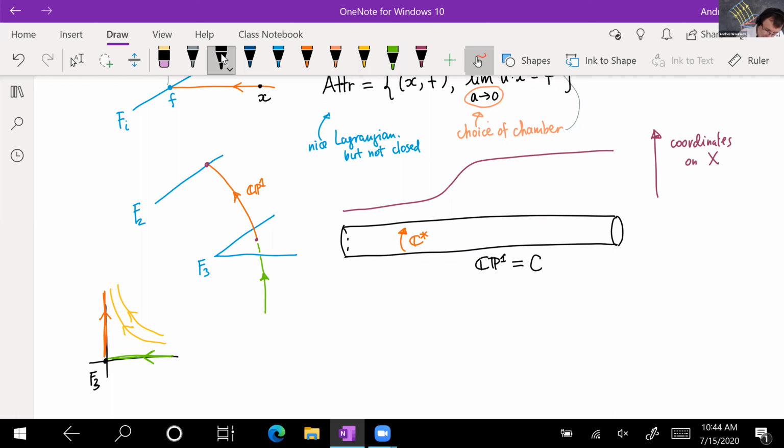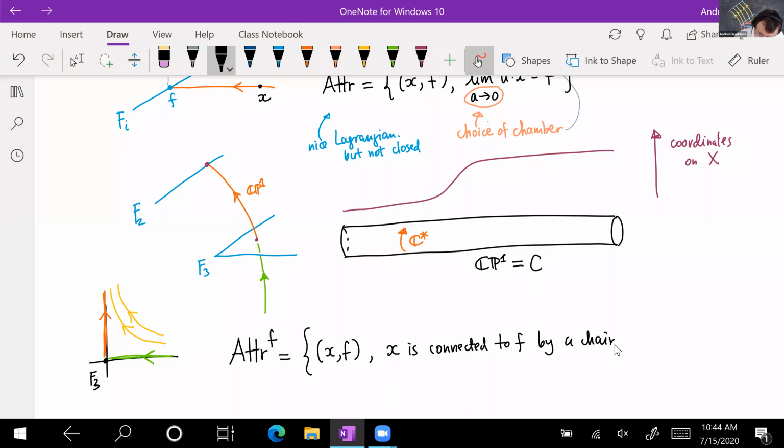And so this brings the definition. I can call it a definition: the full attracting set is the set of pairs X and F, such that X is connected to F by a chain of attracting trajectories.